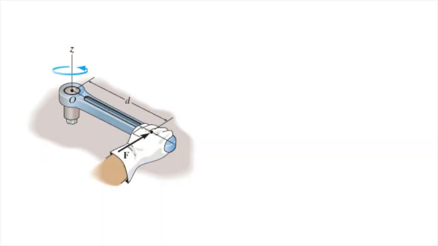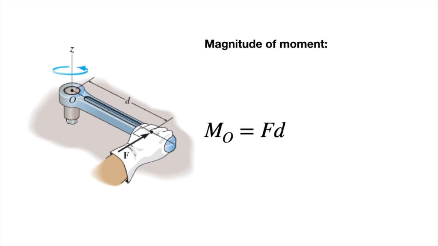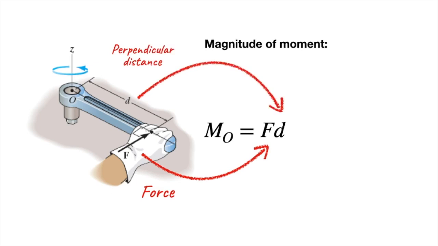Okay guys, if you look at this picture, it shows a force from the hand rotating the wrench at a distance labeled as D. So, the magnitude of moment can simply be calculated by multiplying the magnitude of the force F with the perpendicular distance of the force to the axis of rotation. So, you have to make sure when you select the D value, it must be 90 degrees to the line of the force.